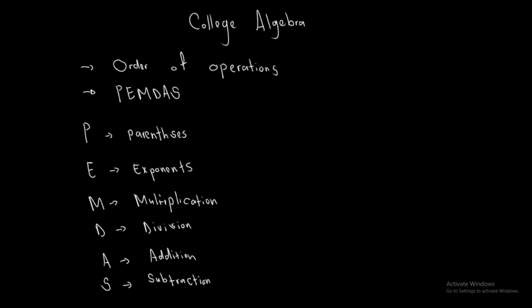Okay, this is going to be the first video on College Algebra, which starts off with, it's usually the first unit, which would be the order of operations, or known as PEMDAS. So what exactly is PEMDAS? Well, the order of operations in mathematics means, to put it simply, the order you do mathematics to get the correct answer. Very simple. So what does that mean?